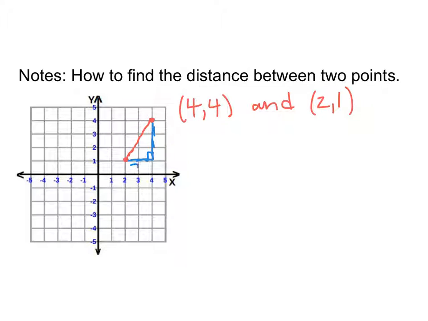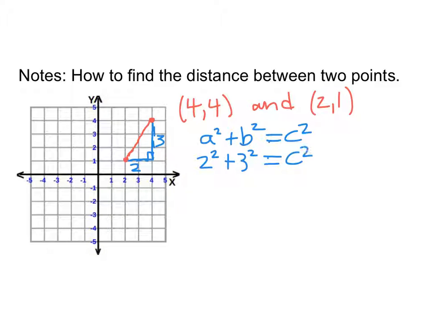So we know that our leg lengths are 2 and 3. The Pythagorean theorem says that the legs squared and added together equals the hypotenuse squared. So we're going to do 2 squared plus 3 squared equals c squared. So that means that the length of the segment here is the square root of 13.